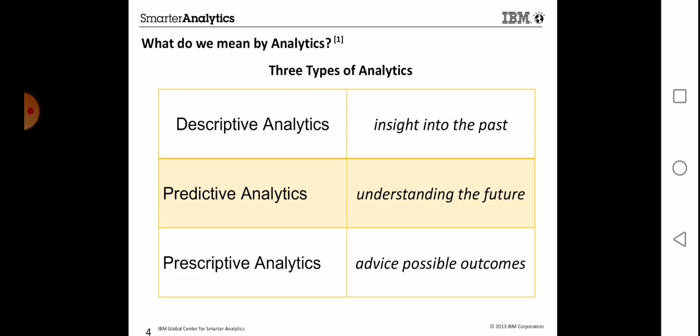Okay, now descriptive analytics is an insight into the past. This is the simplest form of analytics and employs data aggregation and mining techniques. While predictive analytics is more about understanding the future. It forecasts the possibility of future events using statistical models and machine learning techniques. While prescriptive analytics advises possible outcomes.